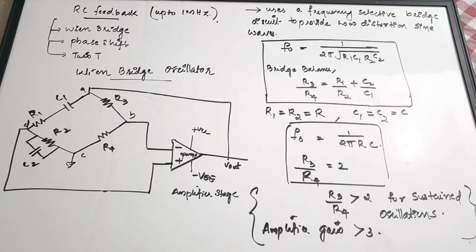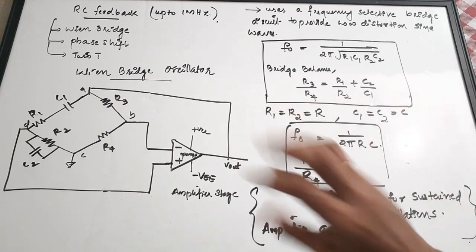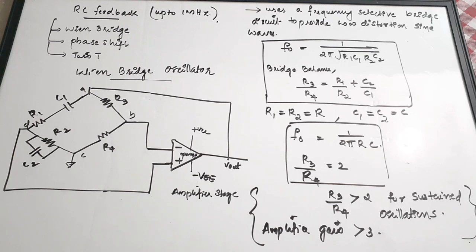Wien bridge oscillators are generally RC oscillators, and up to 1 megahertz we can use Wien bridge oscillators. You should be familiar with the circuit as such, and you should know the frequency of the feedback circuit, the bridge balance equation, and what the value of R3 by R4 should be for sustained oscillations. Okay, so this is the Wien bridge oscillator. Next we are going to see the RC phase shift oscillator.